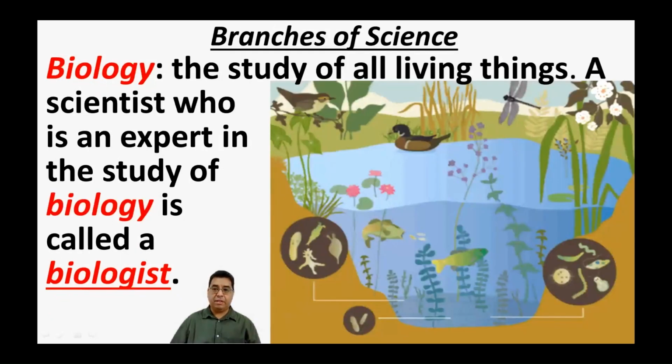Biology, the study of all living things. A scientist who is an expert in the study of biology is called a biologist. And as you can see in this illustration here, I'm just showing you all the different types of living things that can exist, not just here, but throughout the world.